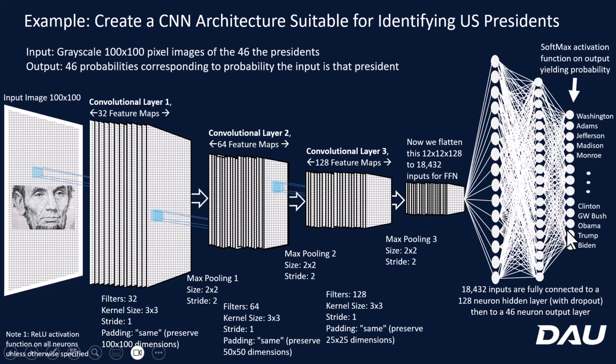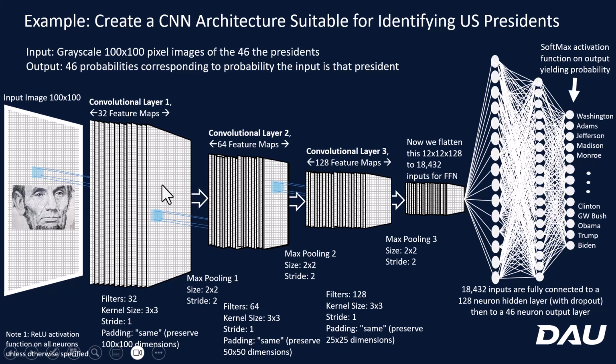And then those are connected to an output layer that's 46 long. And 46 because there's 46 presidents. So each one of those will fire. If we're showing a president here, whichever the more probable president is, that's the neuron that should fire with the highest probability.